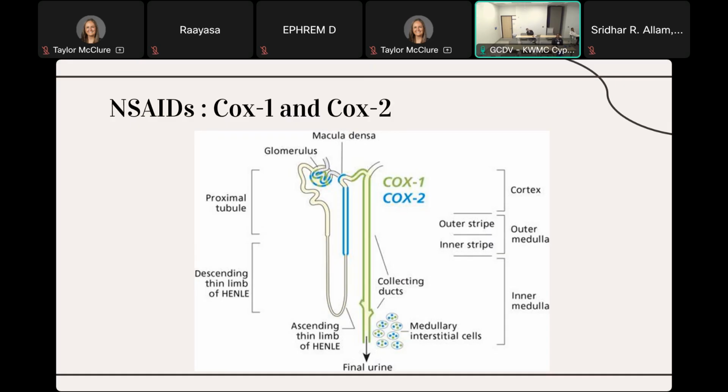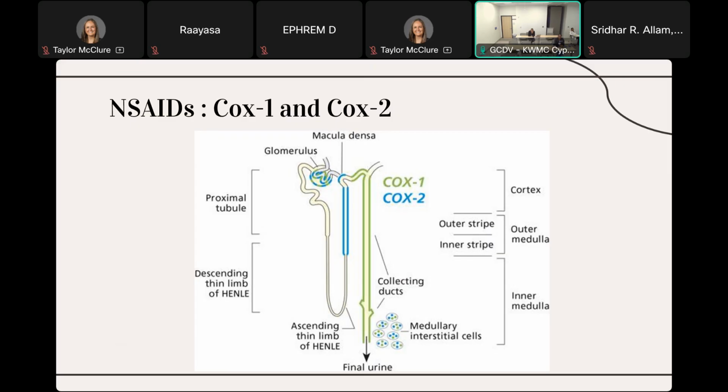For example, I'm trying to show that cyclooxygenase 2 lives in the glomerulus, in the loop of Henle, in the macula densa, and in the medullary interstitial cells, right? On the other hand, cyclooxygenase 1 is predominant in the other areas that are marked. Because NSAIDs affect the cyclooxygenase 1 and cyclooxygenase 2 ratio, they can affect these different sections of the nephron.